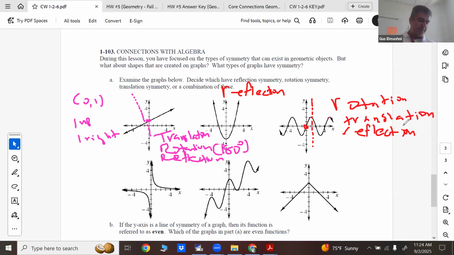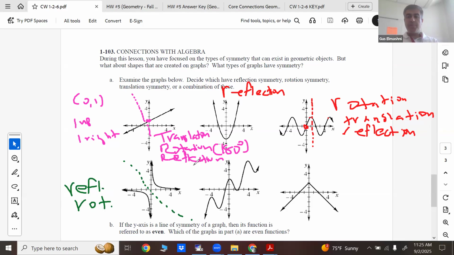So lower left, what do you guys think? Could you have your reflection like this? Yeah. And you can rotate it. So reflect and rotate. Can't really translate that one though. It won't get back to the same.